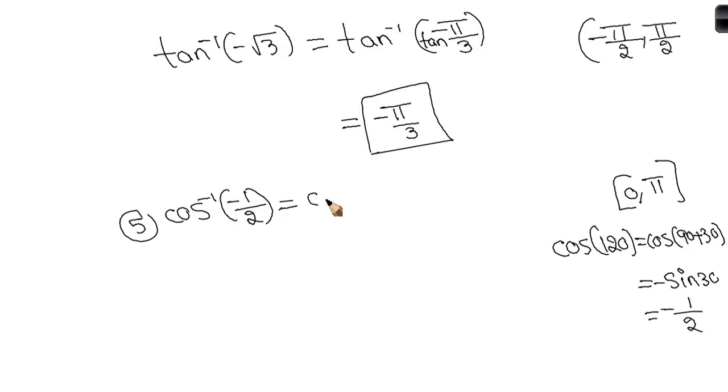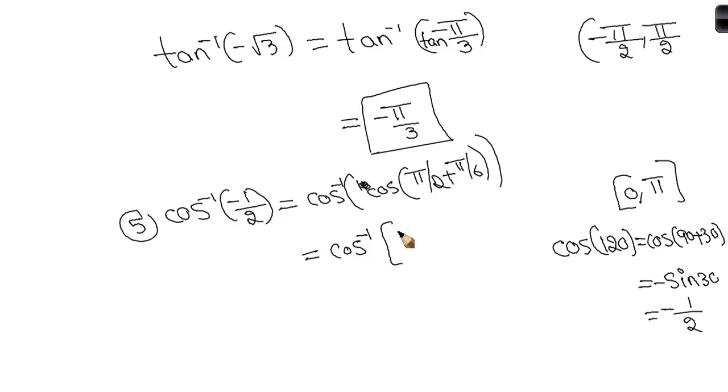So this becomes cos inverse of cos of pi by 2 plus pi by 6. Pi by 2 plus pi by 6 is 2 pi by 3. Cos inverse of cos will get out, so we'll have 2 pi by 3. So the answer is 2 pi by 3.